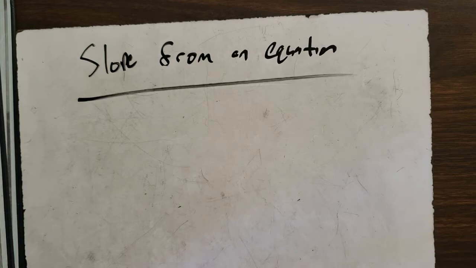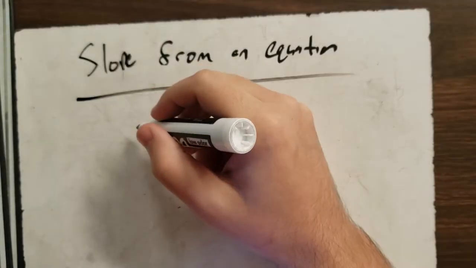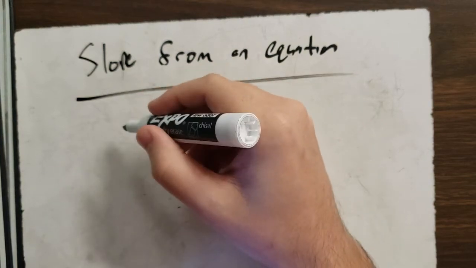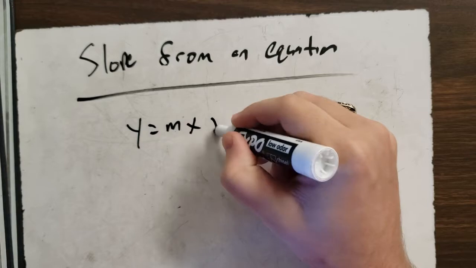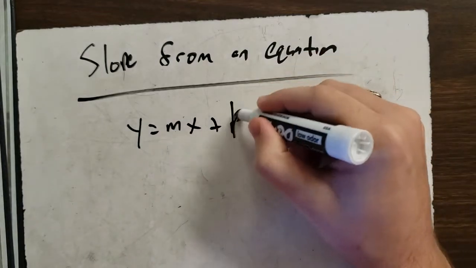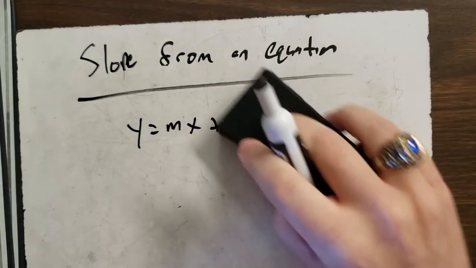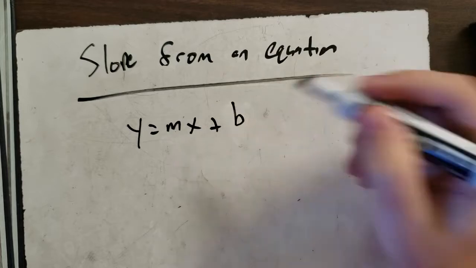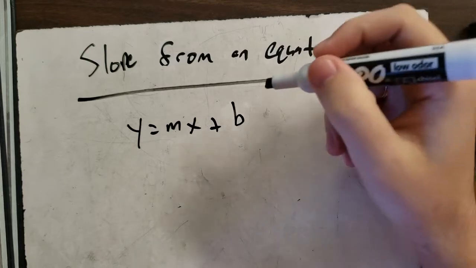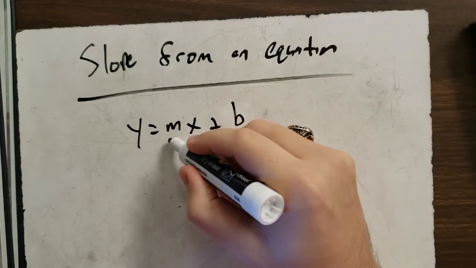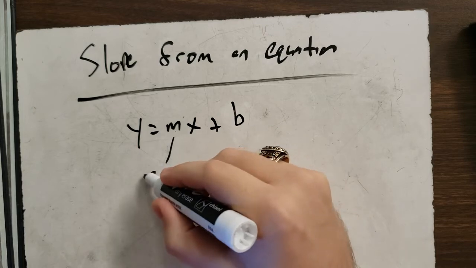Now the first thing we have to know is our basic equation of a line, which we all know, if we remember, is y equals mx plus b, not p, but b. All right, so mx plus b. So this is our equation of a line. Now, our m is our slope.